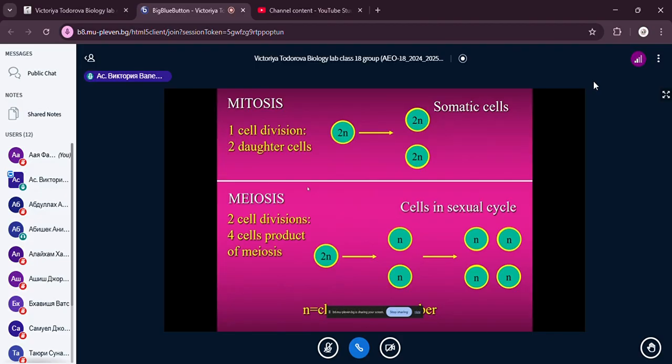And okay, for the mitosis again, here is schematically shown how one diploid cell divides into two diploid cells. And the difference in meiosis is that the first cell is diploid, divides into haploid, and they divide again into 4 haploid cells.